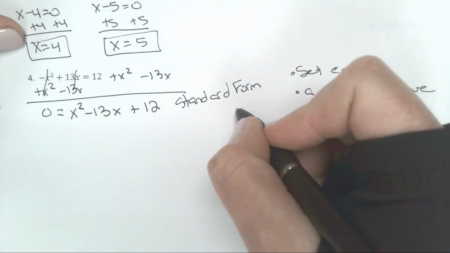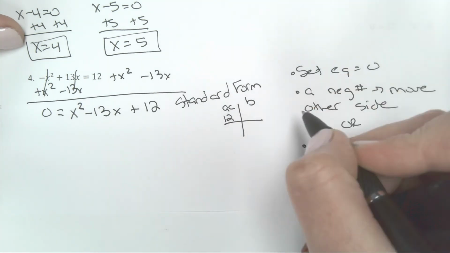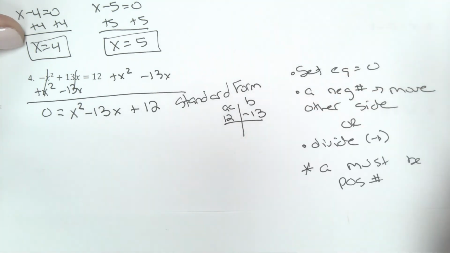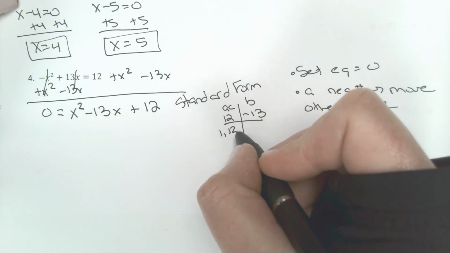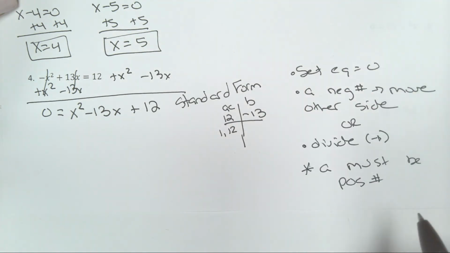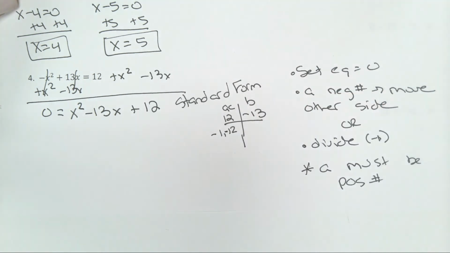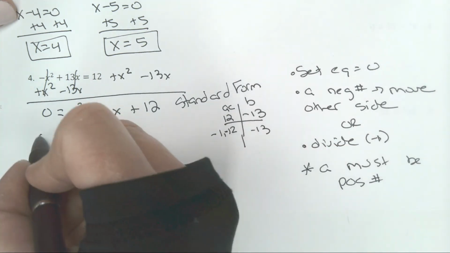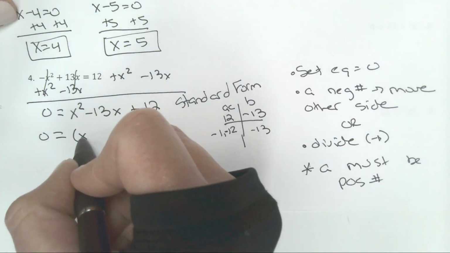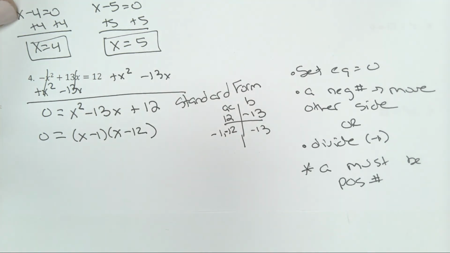Once you have it in standard form, now I'm just going to make an ACB chart. I need factors of 12 that add up to negative 13. So 1 and 12 is 12, and that adds up to 13. Oh, needs to be negative 13. All right, so that means that they both have to be negative. That adds up to negative 13. So this factors as x minus 1 and x minus 12.